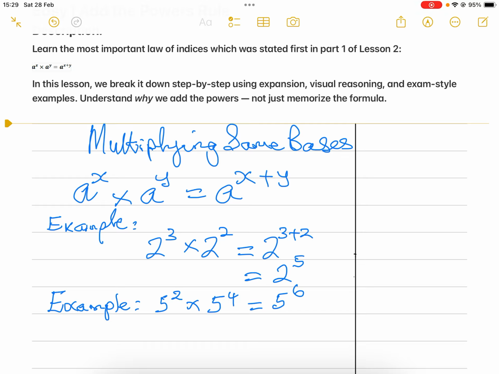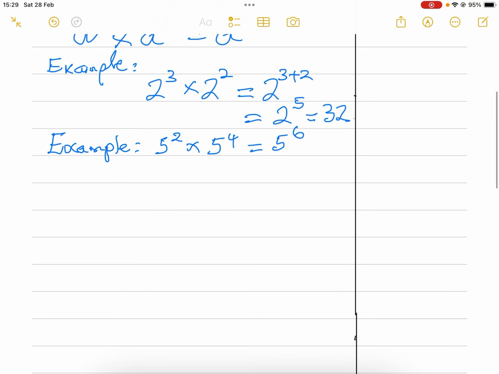In exams, sometimes you just simplify the exponent only, instead of going ahead to turn this into 32. You can stop at just 2 raised to power 5 or 5 raised to power 6.